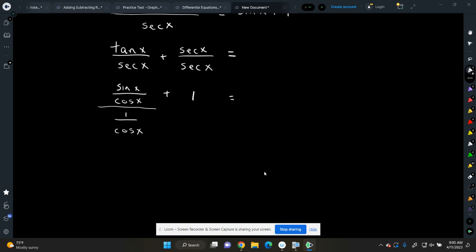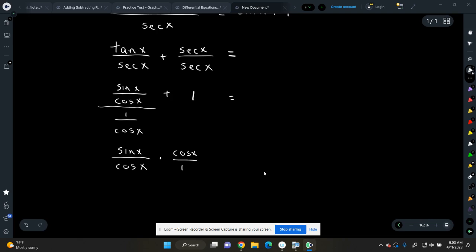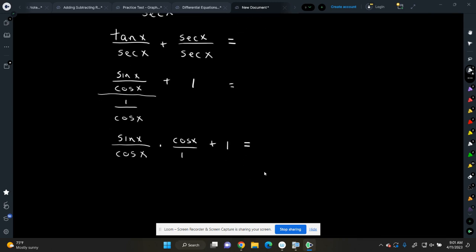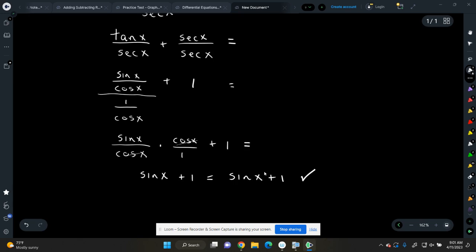Now what? Right, we're going to flip and multiply. Notice how I keep putting that equal sign there, because I'm just working with the left side. I'm leaving the right alone. So now we can see our cosines are going to cancel, and we're left with sine x over 1 plus 1, and that equals sine x plus 1, and we're finished.